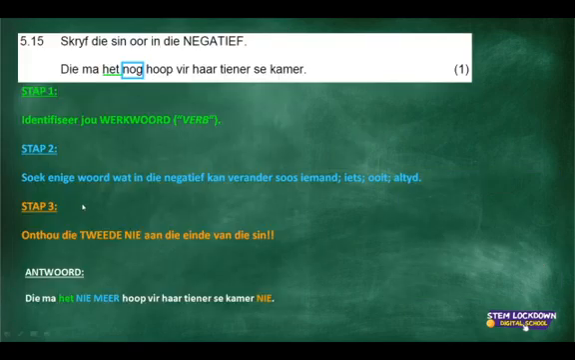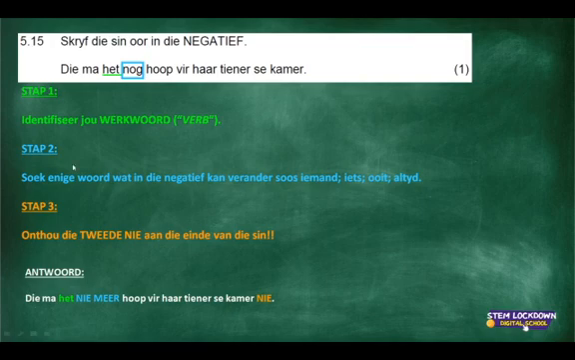Goed, dan sê 5.15, skryf die sin oor in die negatief. You have to rewrite it into the negative. Now there's a few steps once again. Die ma het nog hoop vir haar tiener se kamer. So step 1, identifiseer jou werkwoord. Once again we are identifying our verb, het. Stap 2, soek enige woord wat in die negatief kan verander, soos iemand, iets, ooit, altyd. Look out for the words that can change in the negative. Okay, iemand, remember, becomes niemand, iets, niks, ooit, nooit, altyd, nooit.